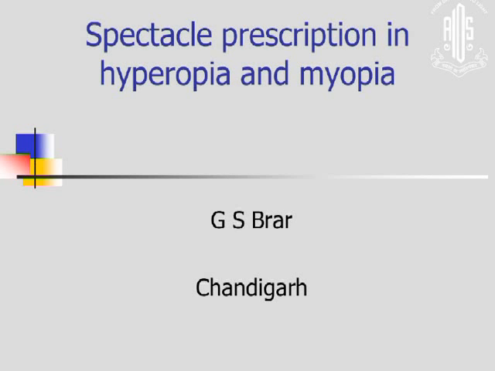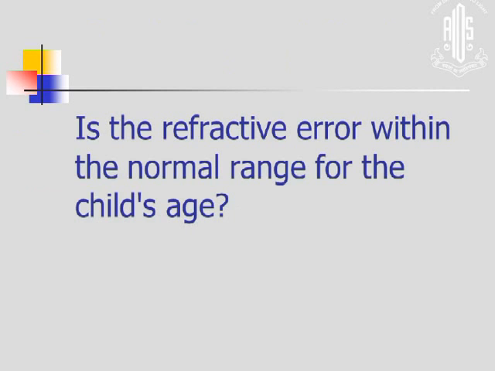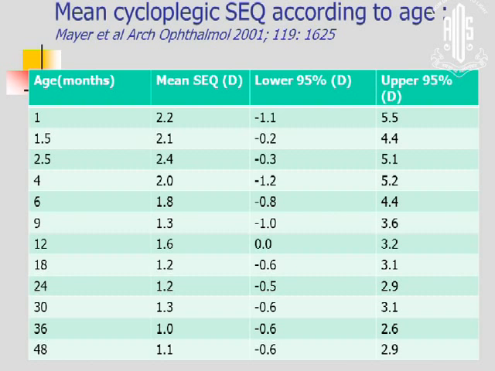Number one is the refractive error within the normal range for the child's age? The second part will be, will this particular child's refractive error emmetropize? Dr. Swati has also already deliberated quite a bit on this. Even in the first 3 to 4 months of life, the refractive error is about 2 diopters with a standard deviation of about 2.